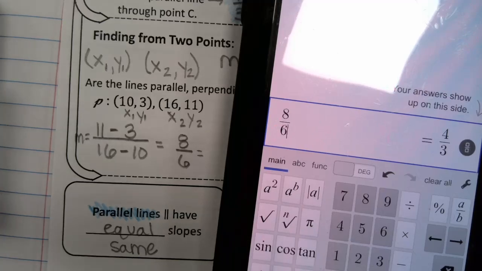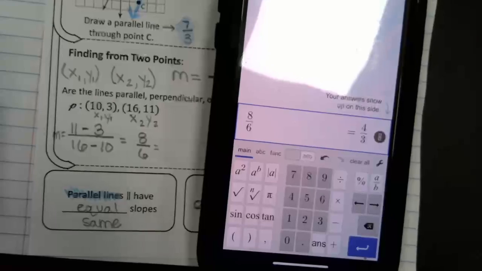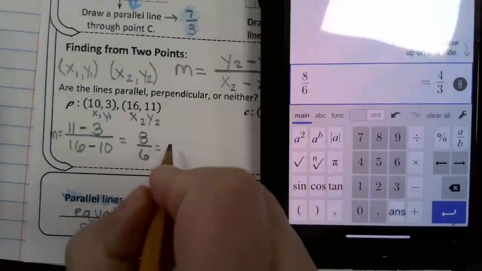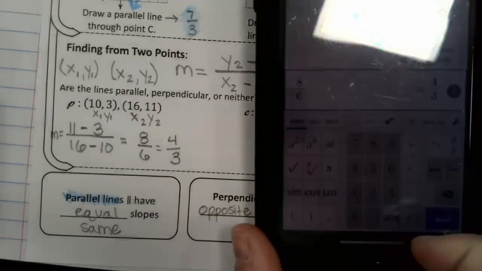How did Desmos change 8 over 6 to 4 over 3? Good. Divided top and bottom by 2. So that would be a good way to simplify it if you knew how to do it on your own. So 4 over 3.